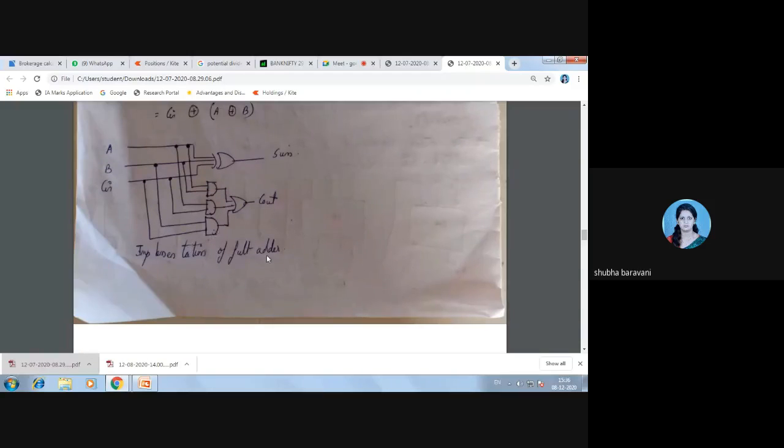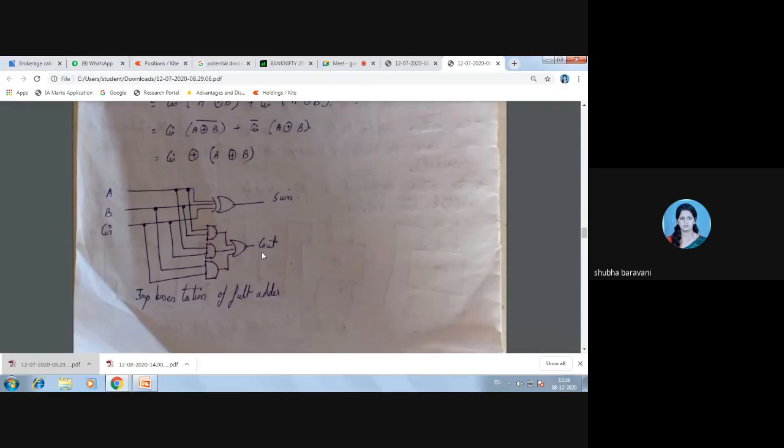So, see, this was the implementation of full adder. Okay. So, have you understood half adder and full adder now? What do you mean by half adder and what do you mean by full adder? Its truth table and the circuit diagram. How do you implement it? Have you understood, everyone here? Yes, ma'am.